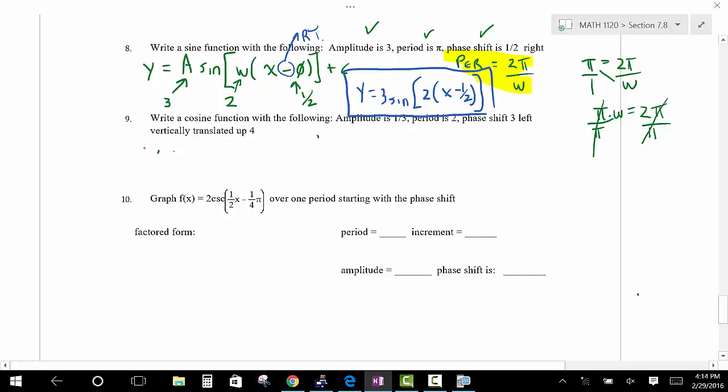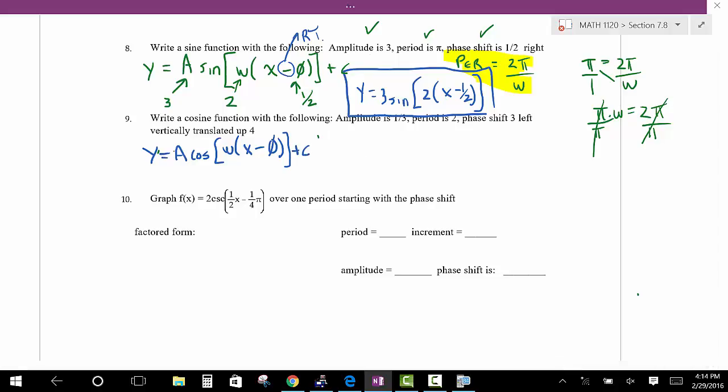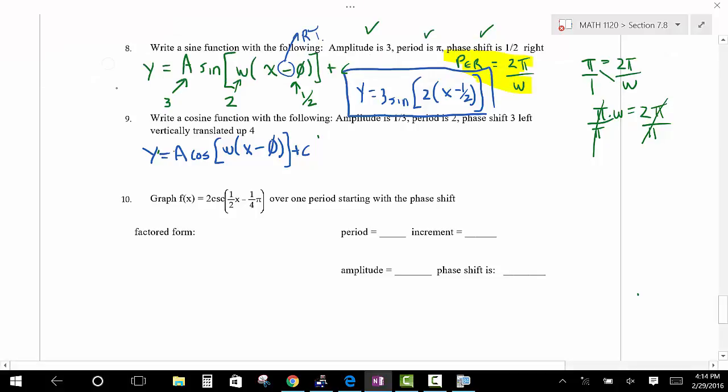Okay, the next one's pretty similar. We're going to write down, this is a cosine now, so we're just going to say y equals A cosine of omega times x minus phi, where that's going to be the phase shift, and then plus c on that. So we're just basically going to plug in everything that we have on this. So I think I gave you the amplitude is 1/3, so that of course is going to go there. The phase shift is going to be, what did that say? Phase shift of 3 to the left.